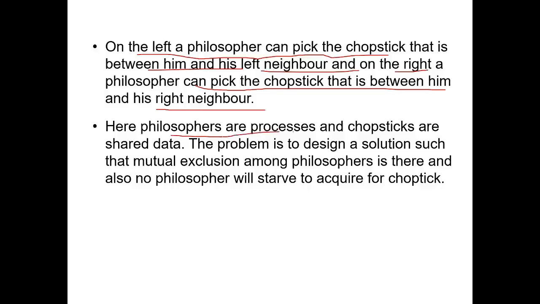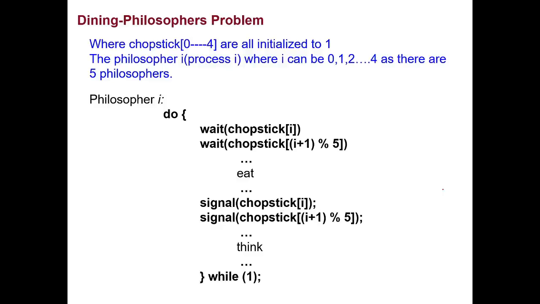So here philosophers are processes and chopsticks are shared data. The problem is to design the mutual exclusion among philosophers, and no philosopher should starve waiting for a chopstick.